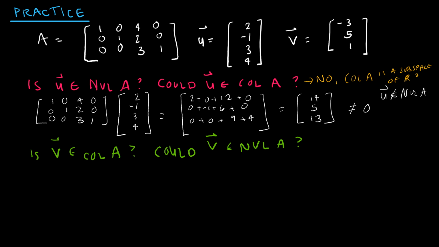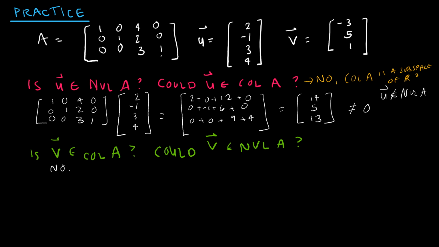So let's move on to the next one. Is V in the column space of A? So here's V. They're asking, is this in the column space? Well, are any of these that exact column? No. So no. These columns, none of those match the vector V. So that's a big fat no.